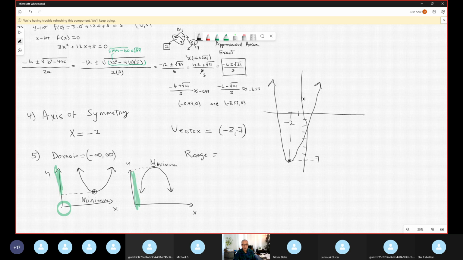Let's see it clearly in this one now. And it's obvious that the range, the y value, is from negative 7 to infinity, in that direction. Okay, including negative 7, of course, including negative 7, where it touches here. It is written as bracket negative 7, comma positive infinity. And by the way, we have here a minimum because the parabola opens up.